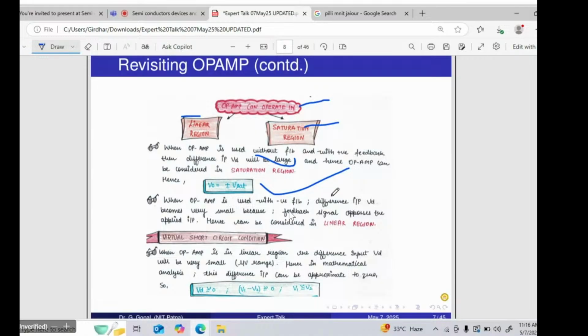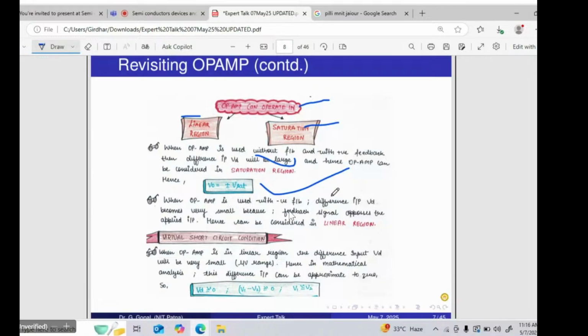And before understanding that, we will understand what is virtual short and what is virtual ground also. In virtual short, when the op-amp is in linear region, the difference input is very small, in the range of microvolts. In this linear region, the difference input signal is very small, in the range of microvolts.